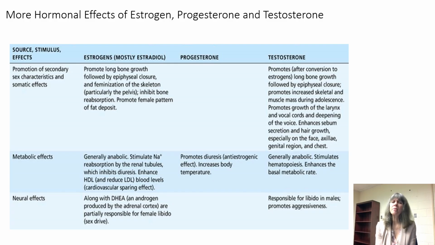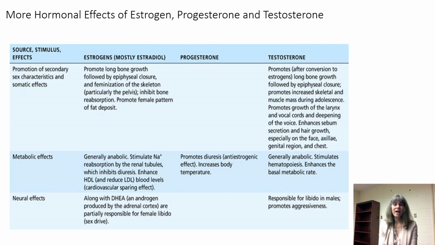Interestingly enough, the metabolic effects of estradiol are going to inhibit diuresis, whereas progesterone promotes diuresis. And progesterone also increases body temperature. Testosterone enhances basal metabolic rate, which is why men tend to have a higher metabolic rate than women.